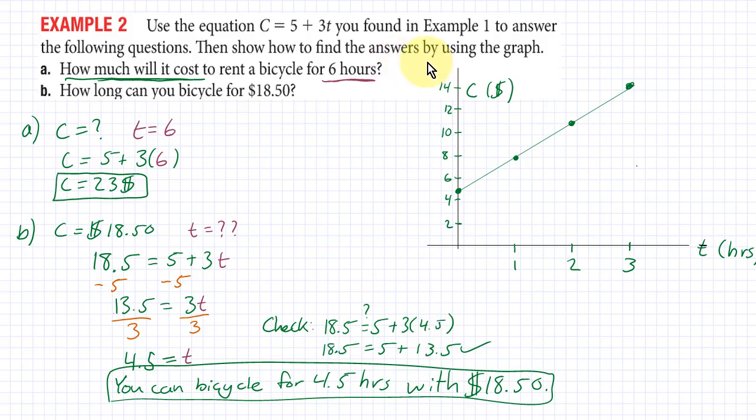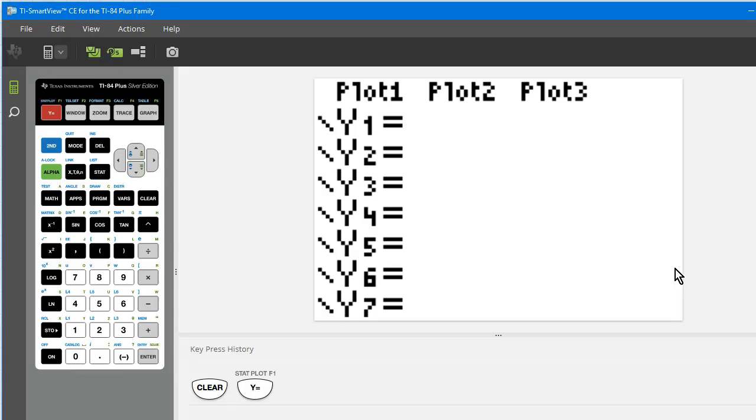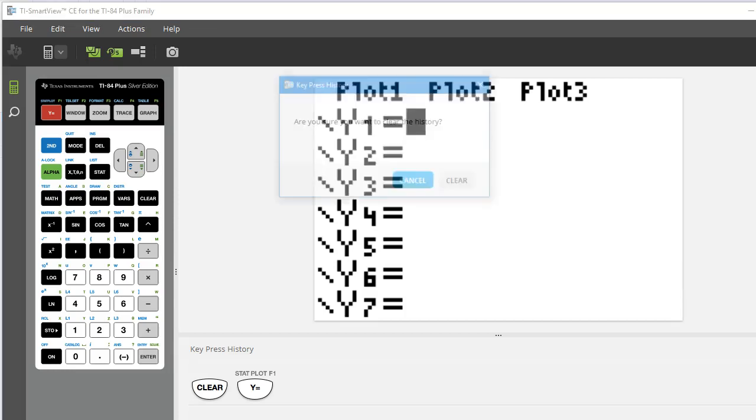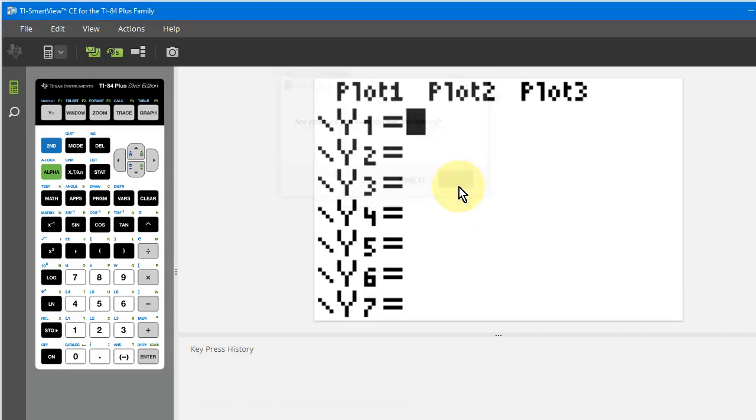And how could we answer these by using the graph? This graph doesn't help us, as you can see, because we don't have the cost going all the way up to 18.5. We don't have the hours going over to 6. So here's how you can do it with your calculator. So this is my emulator software where you can see the keys I've pressed here, and you can see what the screen will look like here. So first thing to do if you want to graph an equation is press the y equals button. That will get you to this screen.